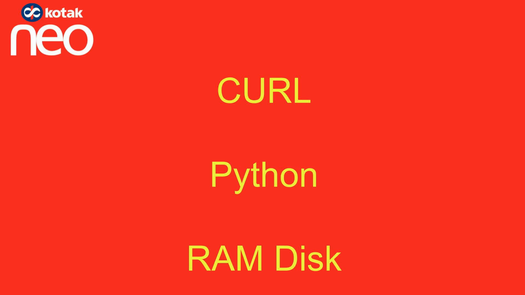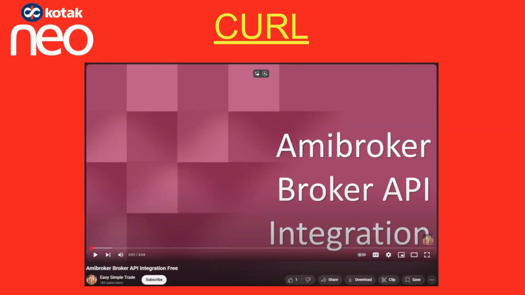Here, we are going to use 3 software tools. Curl is used to send simple API requests. Python is used for advanced API functions. RAM disk is used to save API responses. If you are only placing orders, RAM disk isn't required, but it is needed for live data feed and WebSocket order updates. Curl comes pre-installed with the latest versions of Windows.